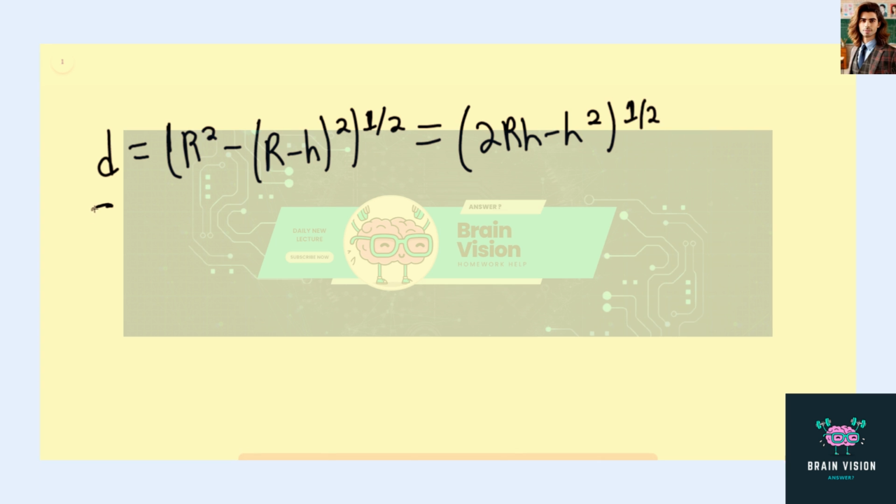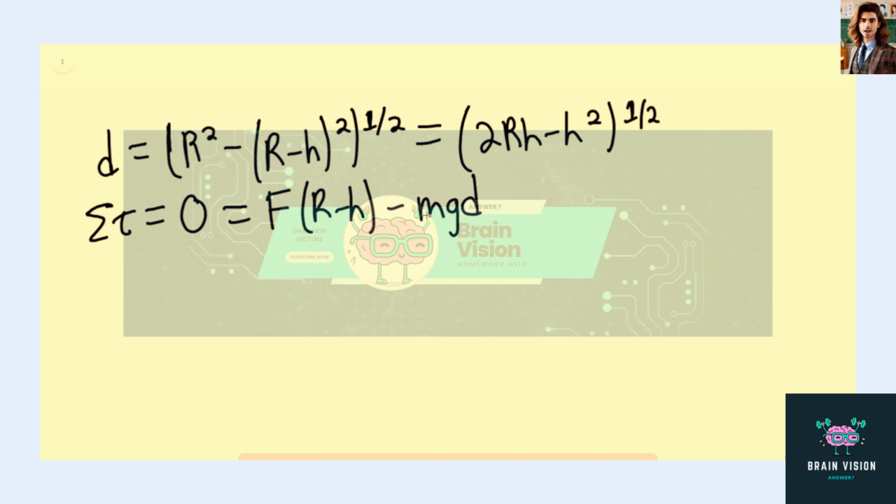And we know again that this is in rotational equilibrium. So the net torque is going to be equal to 0. And this would be equal to the force times (r minus h) minus the weight, mgd. So we can say that the force is going to be equal to mgd divided by (r minus h). And so we can solve and say F is going to be equal to mg.